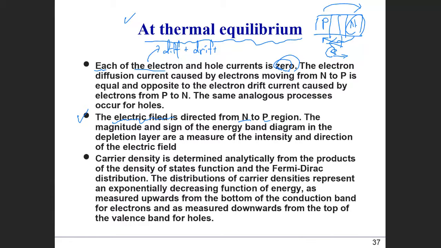And then the carrier density is, as this is from 339. So when you look at this carrier density, for example, in the N silicon, we can calculate it from the product of the density of states function and the Fermi-Dirac distribution, right? So we multiply these two functions, and then we integrate above the conduction band. Then from there, we can calculate the electron distribution. So that way, we can look at the exact number of those electrons and holes. Okay? So that is what we describe at thermal equilibrium.